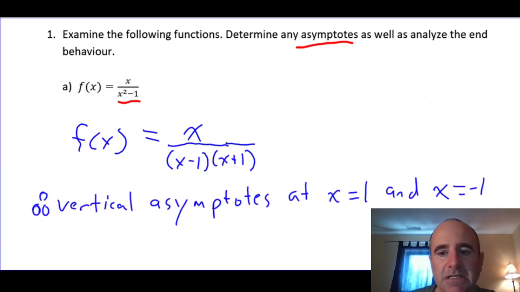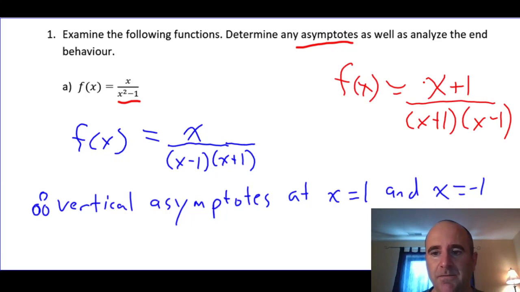Now, the only time those would be holes instead of vertical asymptotes is if you had something like this. So imagine you had a function like this right here, and you had x plus 1 divided by x plus 1, in which case these would divide out. In that case, that would mean that x equals negative 1 is a hole. Since you still can't sub in x equals negative 1 into this equation, because you divide by 0, but nothing strange happens as numbers get close to negative 1 because these numbers just end up dividing out. So this would be the case when you have a hole. Now that's not what we have in this example.